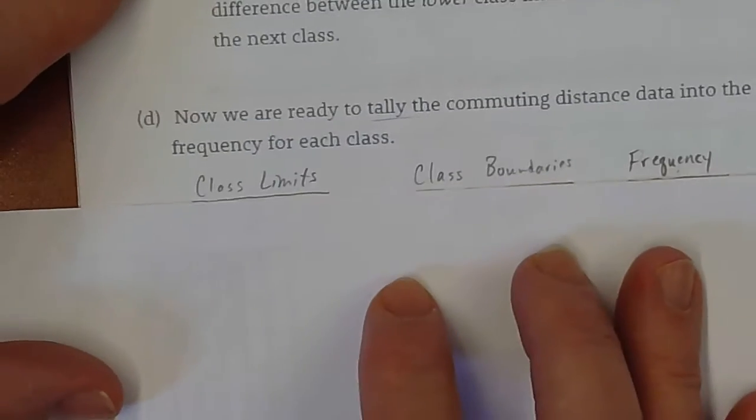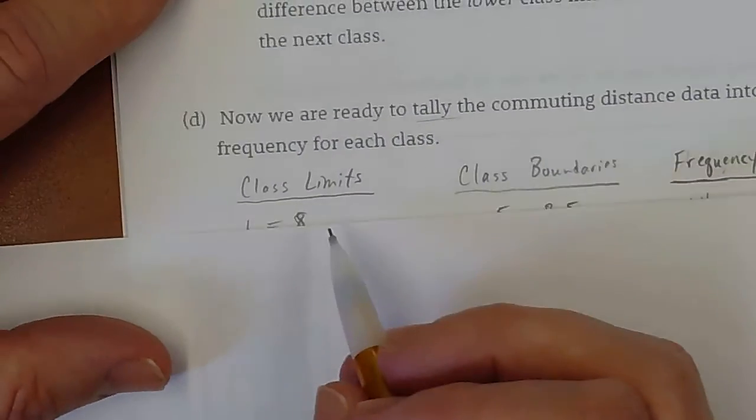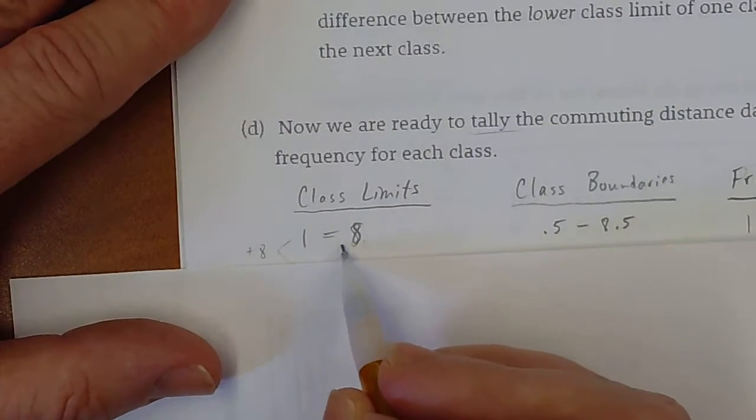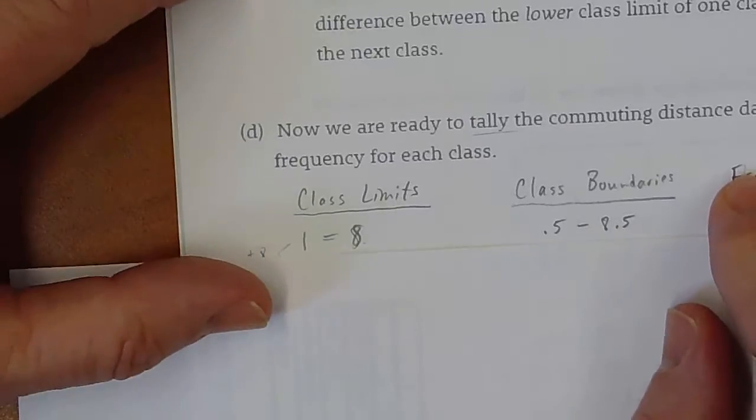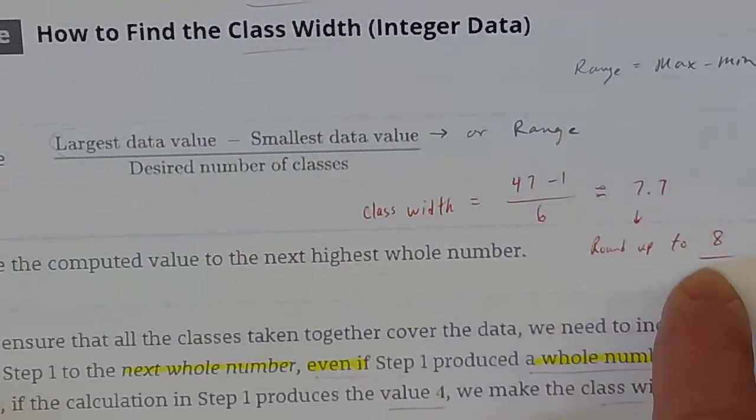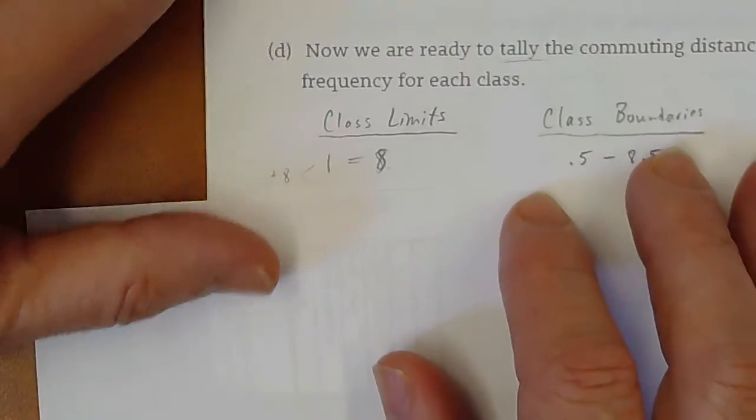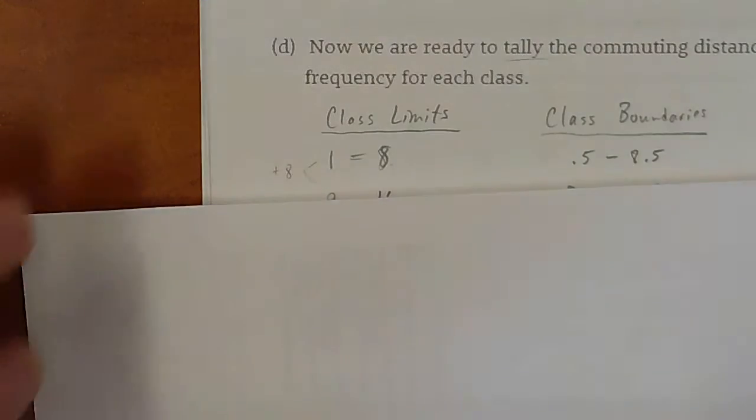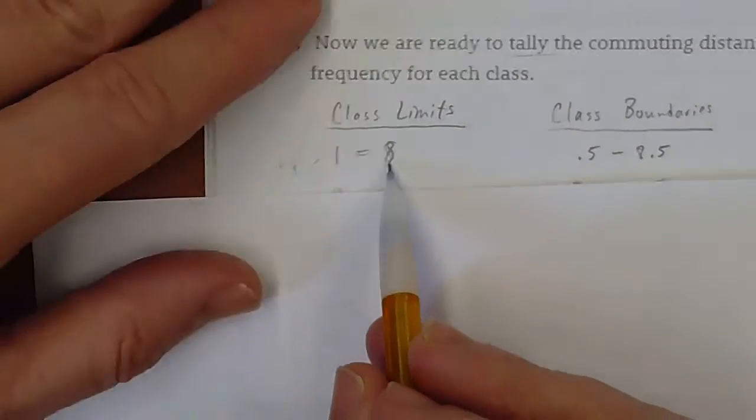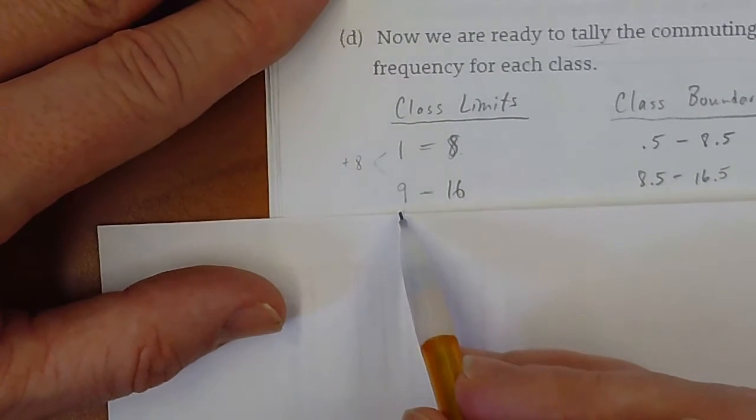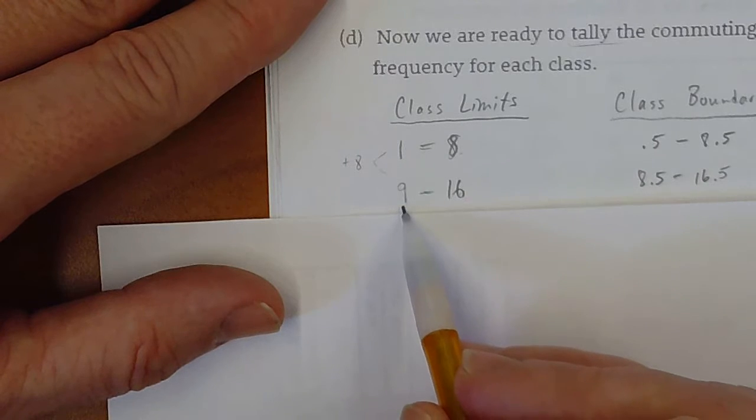All right, so here's how we get these class limits going. The lowest number was 1 mile. So we're going to create a range of values from 1 to 8. How did I get 8? Because of our class width operation up here, right? We said each one is going to have a width of 8. So 1 to 8 is 8 data entries, if you count the 1, 2, 3, 4, 5, 6, 7, and 8. Okay, so the next one, I don't want to start again at 8. I want to start at the next possible value of 9 miles. Okay, 9 to 16.